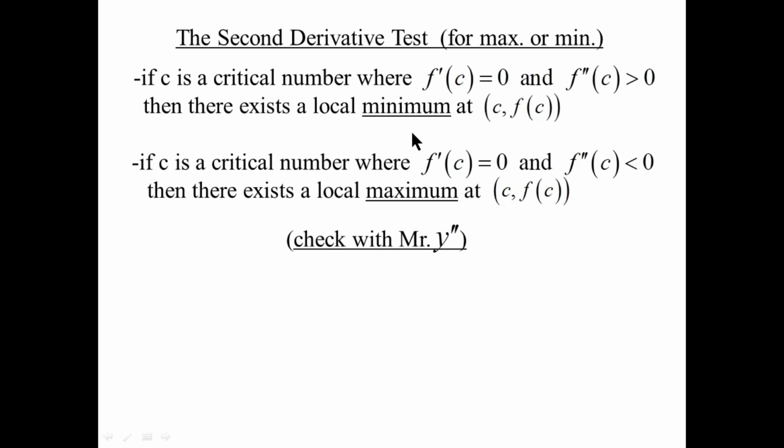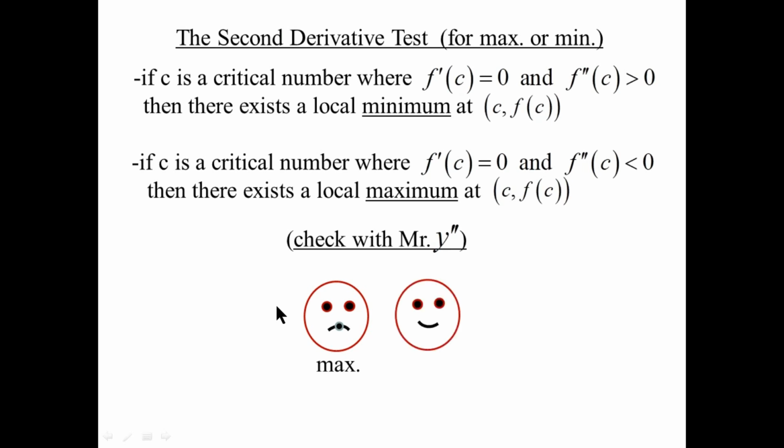Check with Mr. Y double prime. If Mr. Y double prime is feeling negative, here's Mr. Y double prime, he's feeling negative today, well, guess what you found? There's a max there. And if Mr. Y double prime is feeling positive, you can see he's happy, well, we must have found a minimum then. So that's the way to remember the second derivative test.